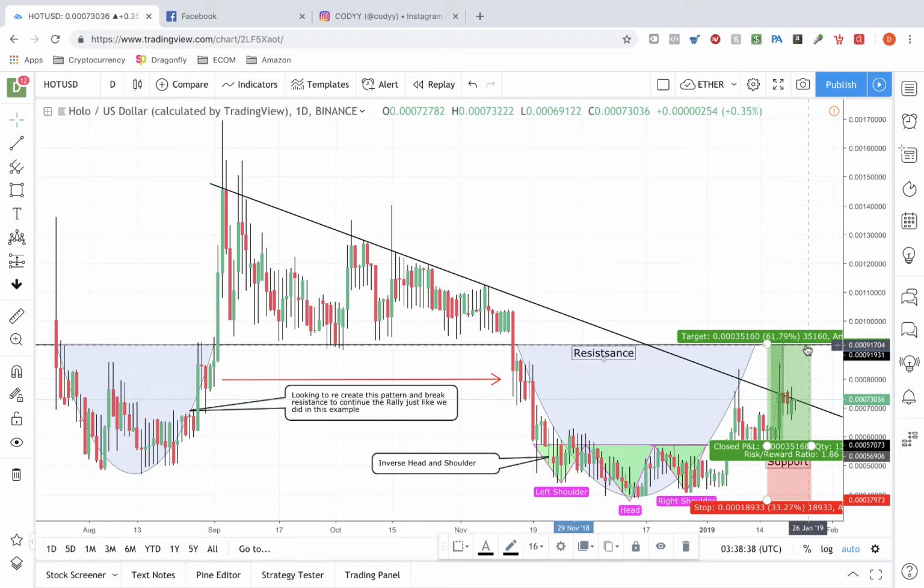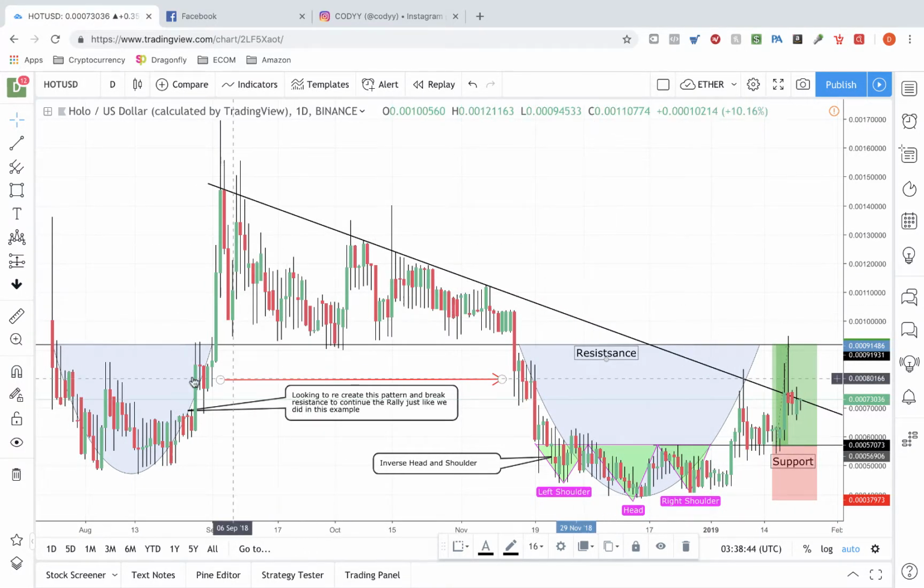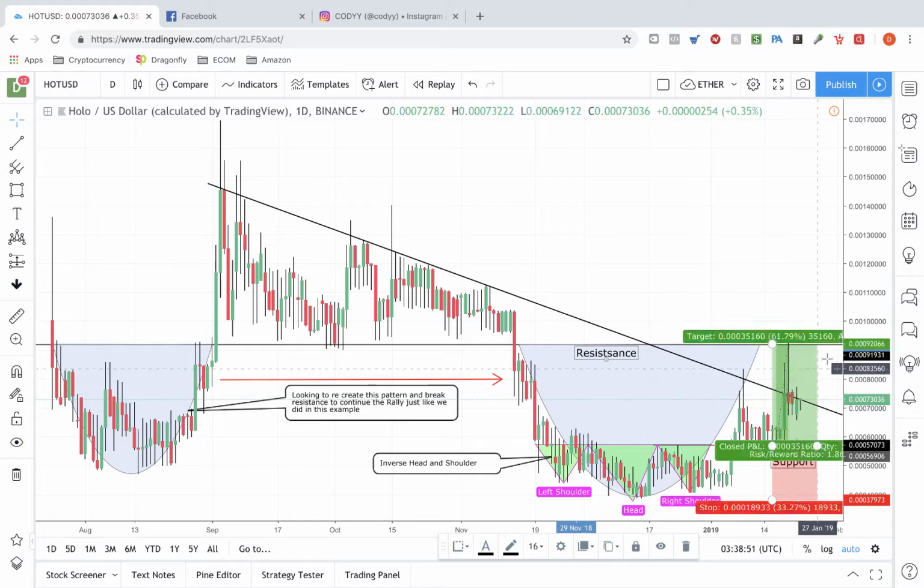I've made a couple trades with this over here, and this is a pretty cool little setup because we were looking for this kind of pattern to happen over here, and it did. It completed itself. Can it keep going?